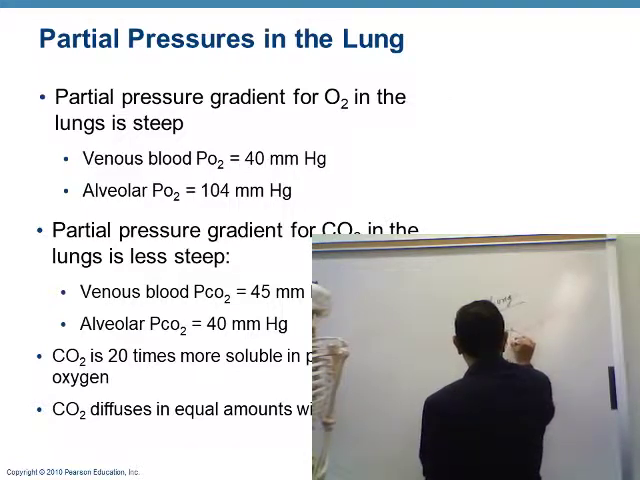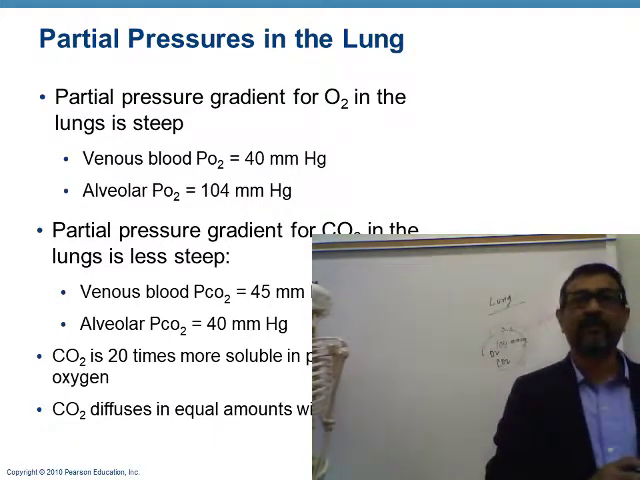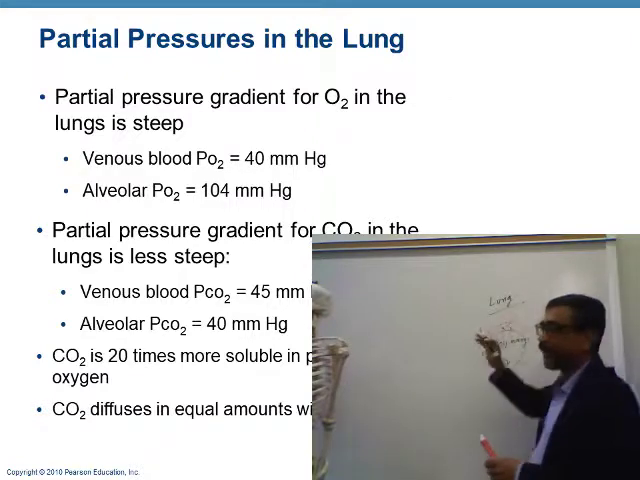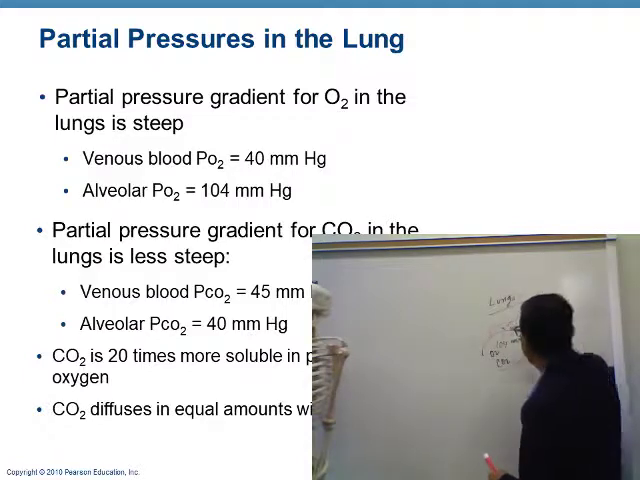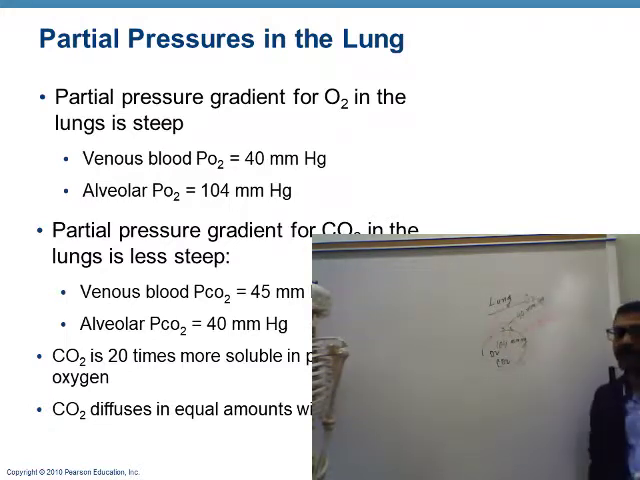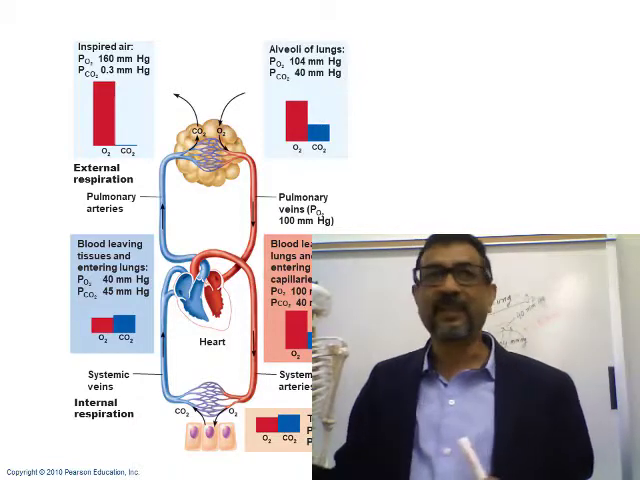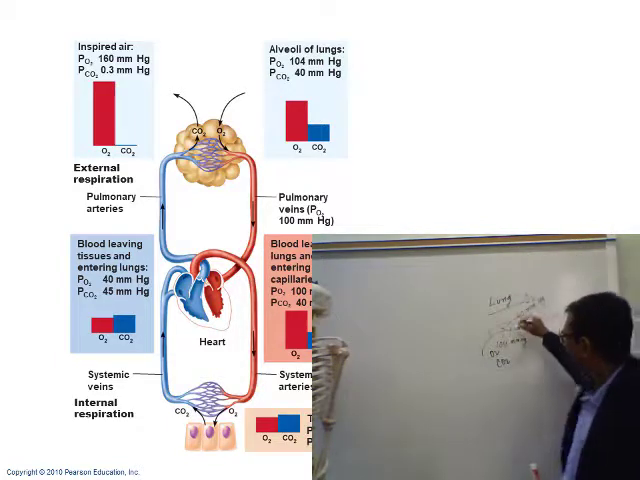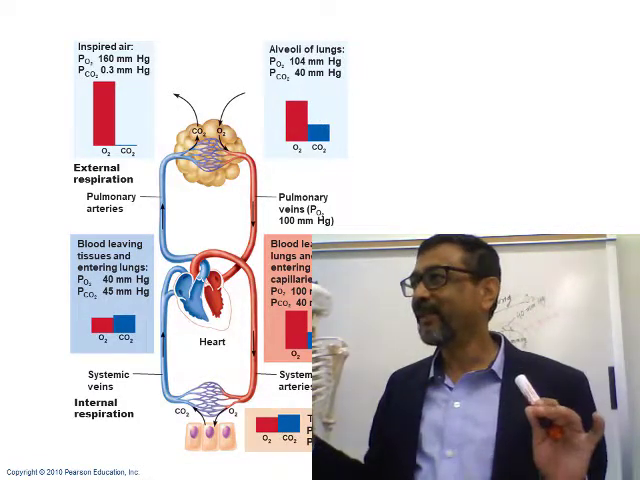Is it clear? So inside the alveolus, the pressure of oxygen is 104 millimeter of mercury. And in the blood, the pressure of oxygen when the blood enters into the lung is only 40 millimeter of mercury. We are talking about oxygen. Okay. So what is the difference here? Big difference, right? 64 millimeter of mercury. So oxygen will move from the high pressure to low pressure. That's how the blood gets oxygen from the alveoli.